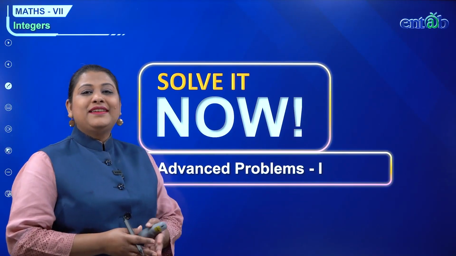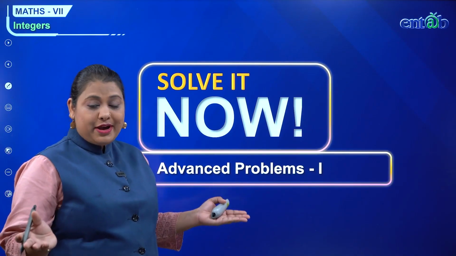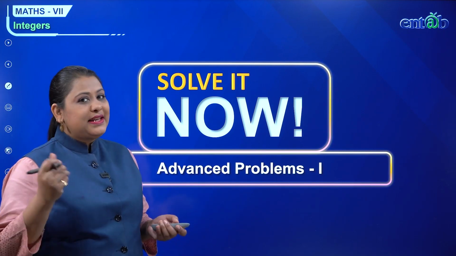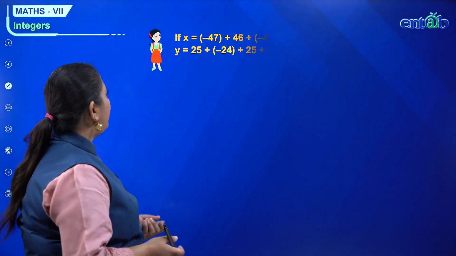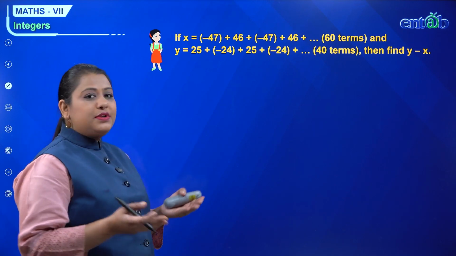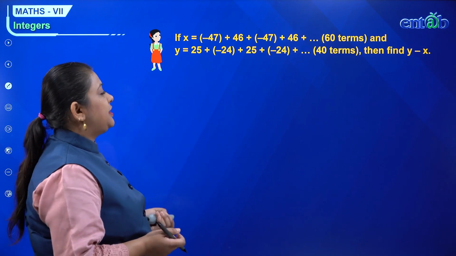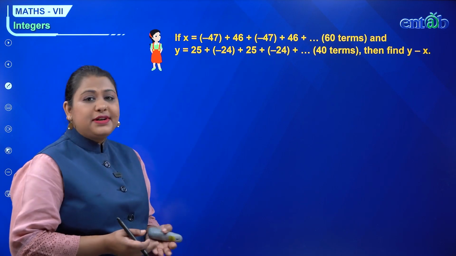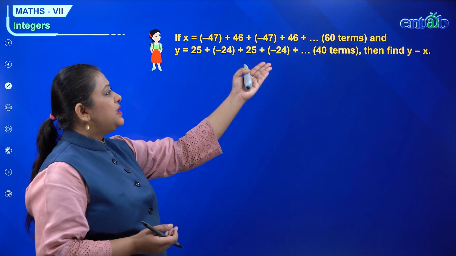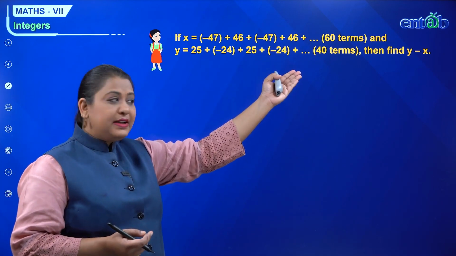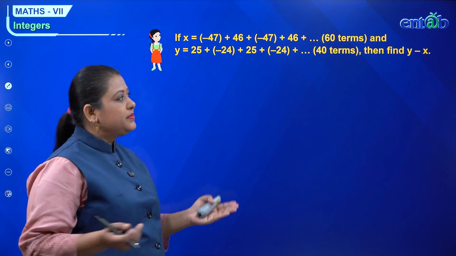Hello everyone. Today we are going to discuss some advanced problems based on integers. So let's look at the first problem. If x is equal to minus 47 plus 46 plus minus 47 plus 46 plus so on, how many terms we have? It says we have 60 terms.